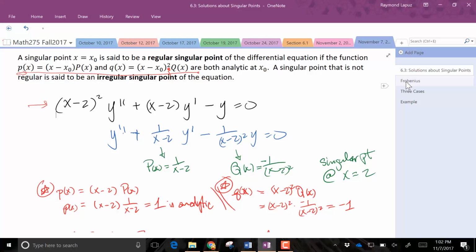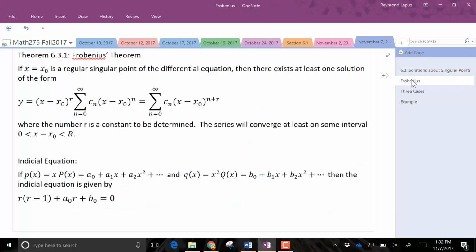All right, let's take a look at our big theorem for this section, Frobenius. So this is kind of a strange theorem, but it's because it leaves a lot of things open when you're beginning a problem, and some of these things you'll find out as you do the problem, like there exists some R. What's R? And you have to figure that out along the way.